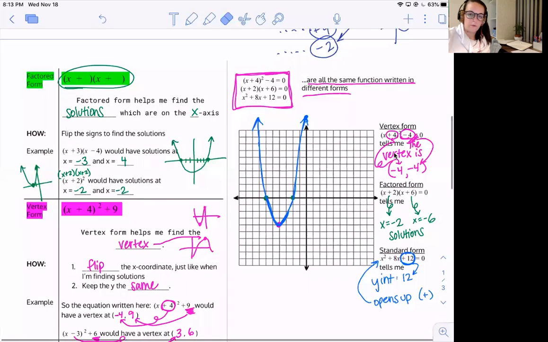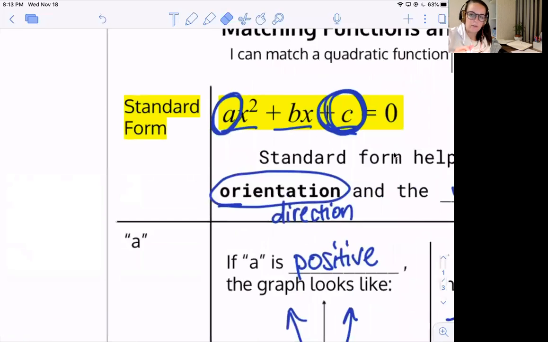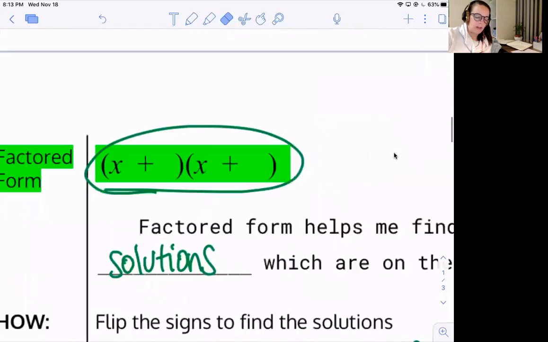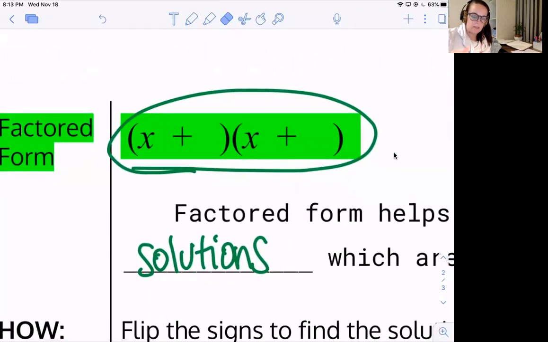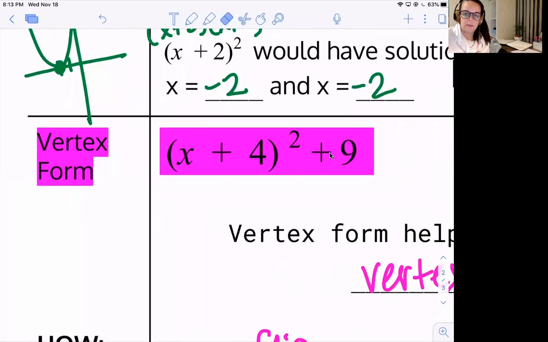Okay. That is how our three forms come together: from our standard form, a, b, and c, from our factored form with the two parentheses, and from our vertex form, where it has one parenthesis and one extra number here.